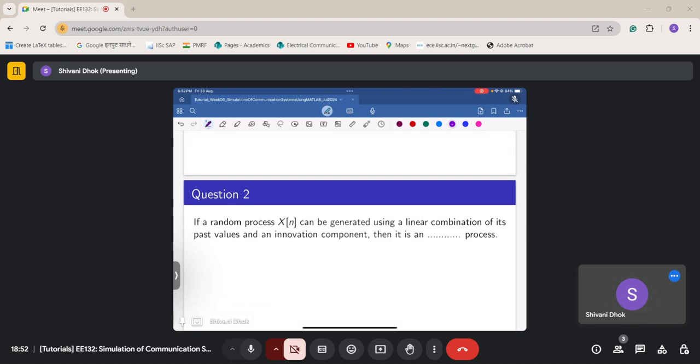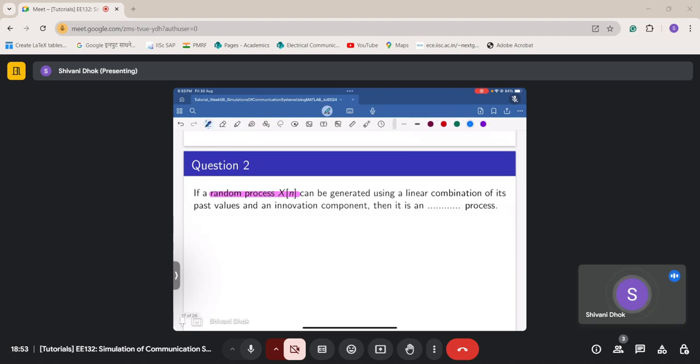Okay. So the next question says, if a random process x[n] can be generated using a linear combination of its past values and an innovation component, then it is a dash process. Okay, so what is given to us is a random process x[n]. It says that it can be generated using a linear combination of its past values.